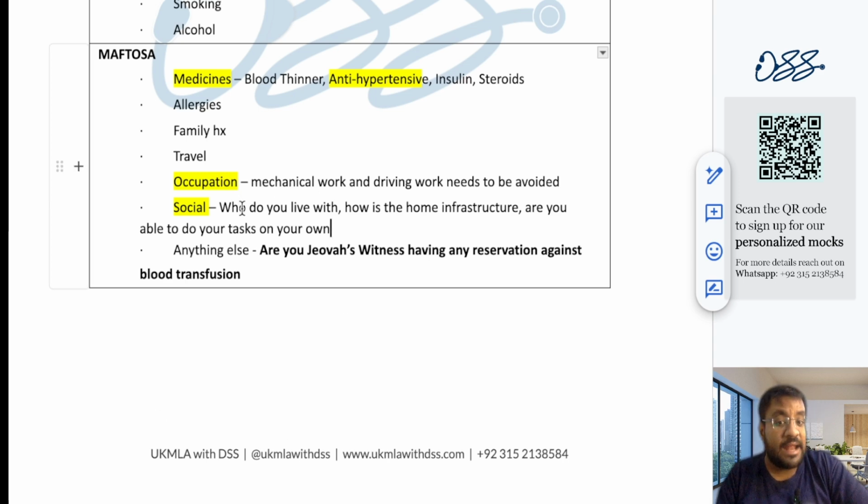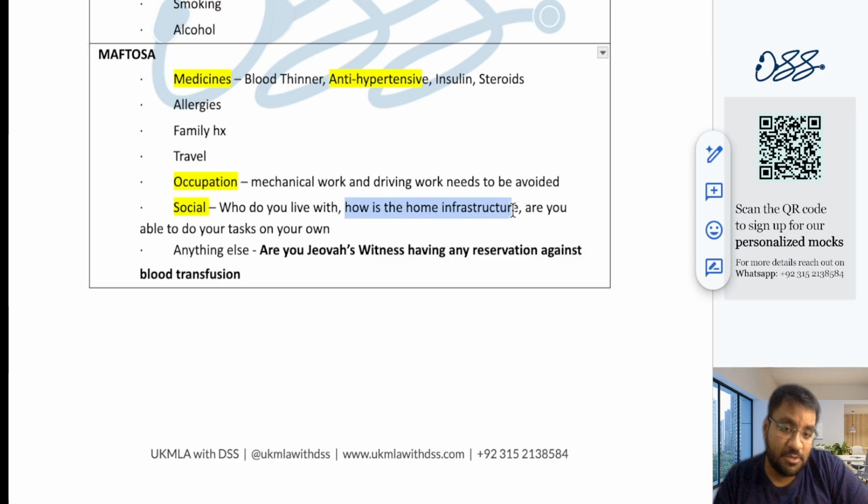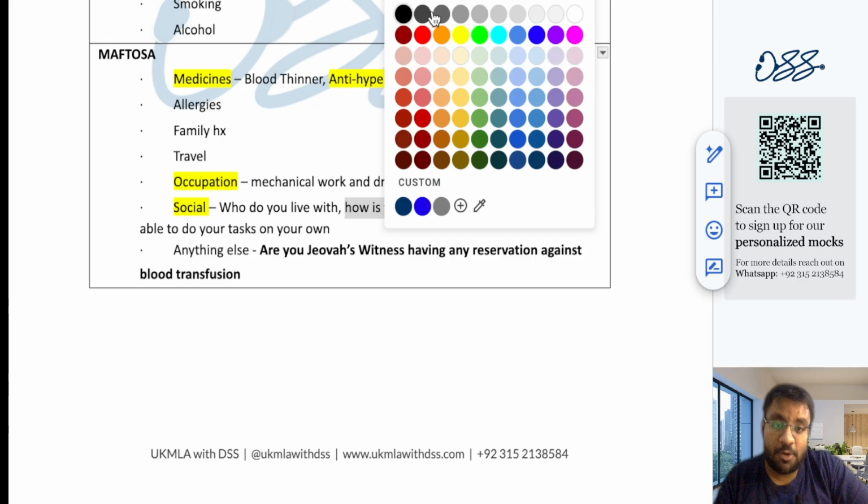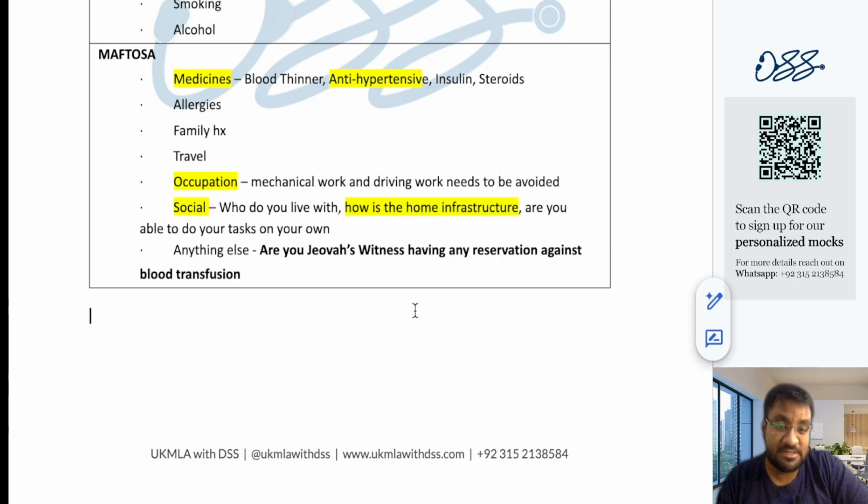Okay, so that is why it's very important to ask who do you live with, or who are you currently living with. Okay, then how is the home infrastructure? Why is this question important? I'll just share with you why this question is important.